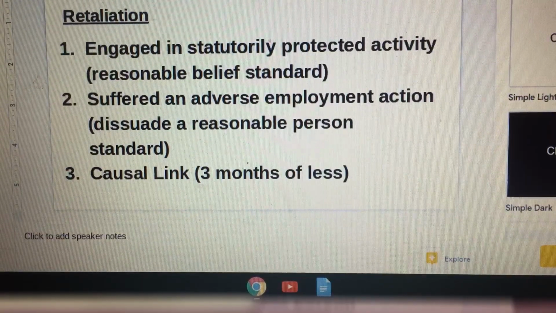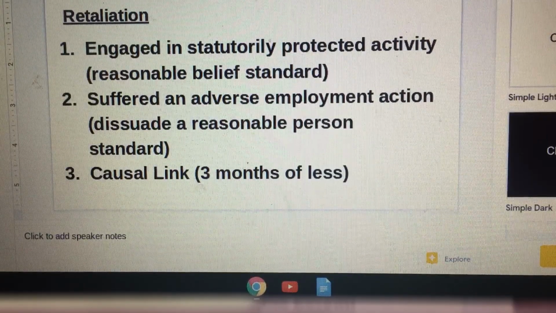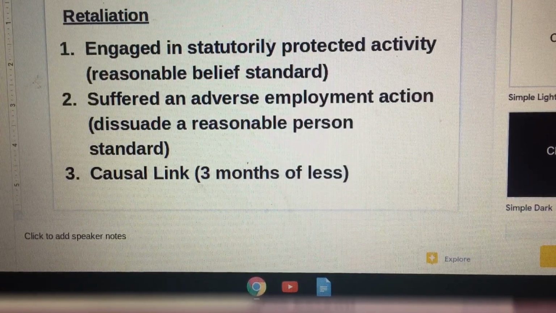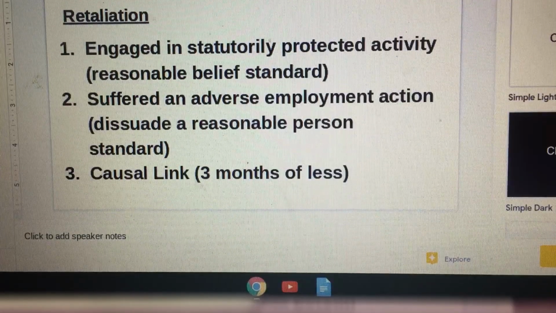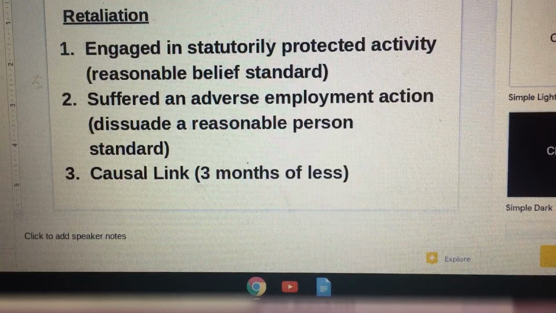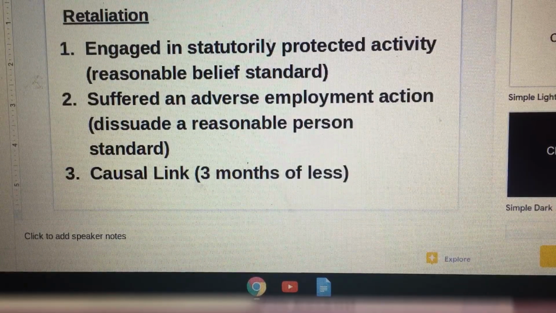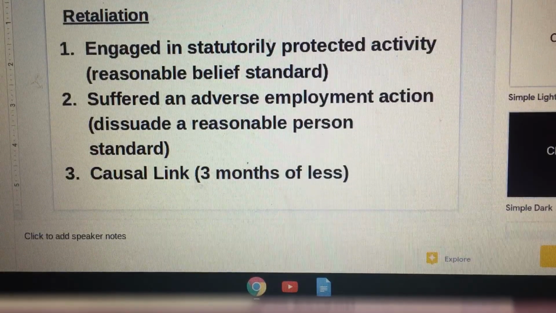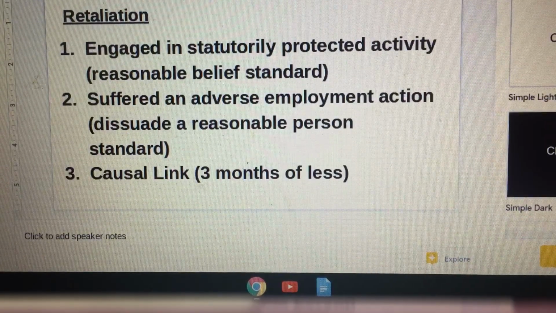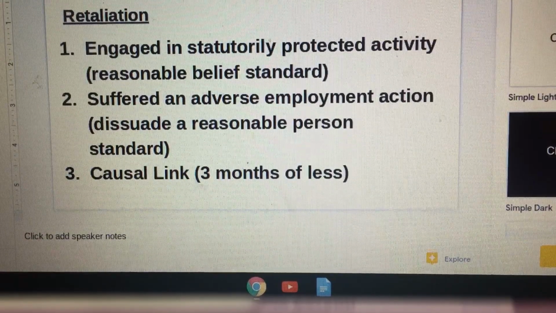Retaliation, the idea behind it is to try and stop employers from retaliating against individuals who bring a charge or bring up concerns about discriminatory practices in the workplace. So we're going to talk about some of the elements of retaliation.